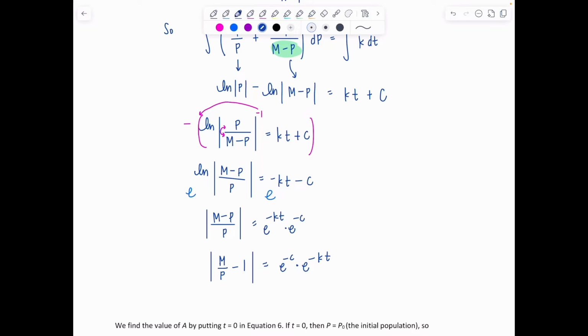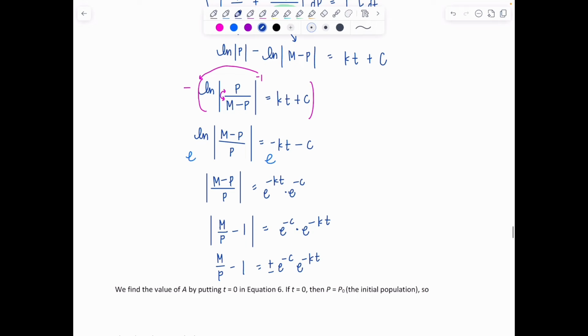And then if I drop the absolute value bars, what does that do? Well, we have to put plus or minus on the other side of the equation. So plus or minus e to the negative c, e to the negative kt. And then why don't we go ahead and redefine that right now. Let's say let a equal plus or minus e to the negative c. That way things start looking better. And then we're almost done. So m over p equals 1 plus a e to the negative kt.